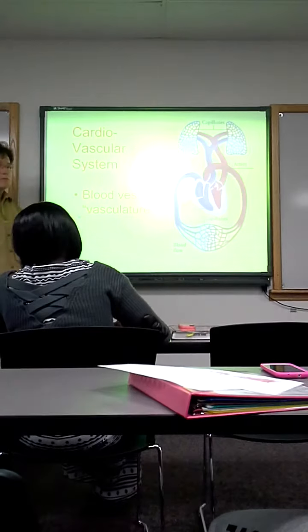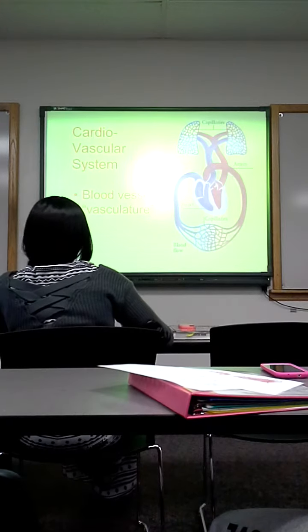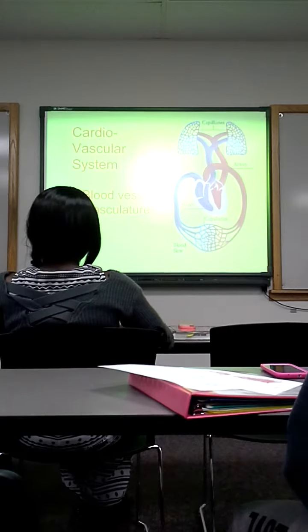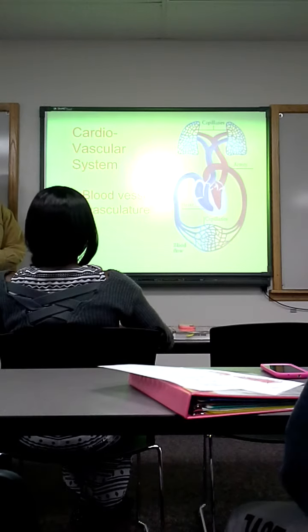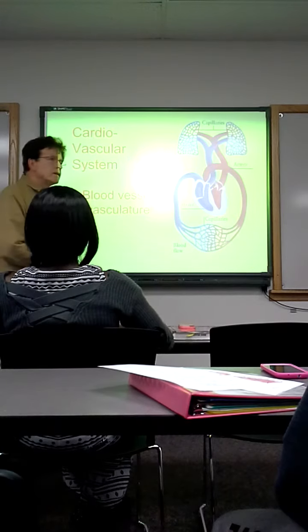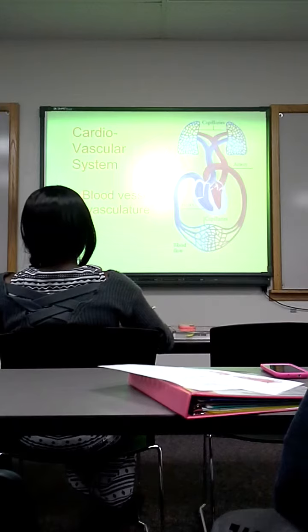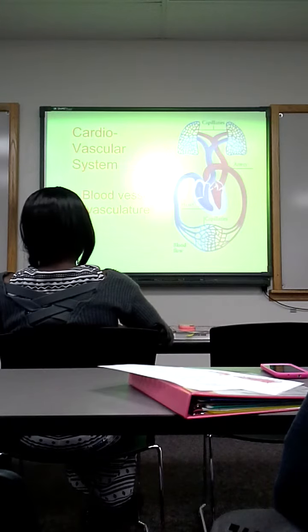Notice the vessels that are shown here. Some are in red, some are in blue. What does red mean? High in oxygen. Blue means low in oxygen. All right. So the arteries are what? Most of the arteries are oxygenated. Most of them. What arteries aren't? The pulmonary. Oh, okay. So red doesn't mean artery. Red means high in oxygen.